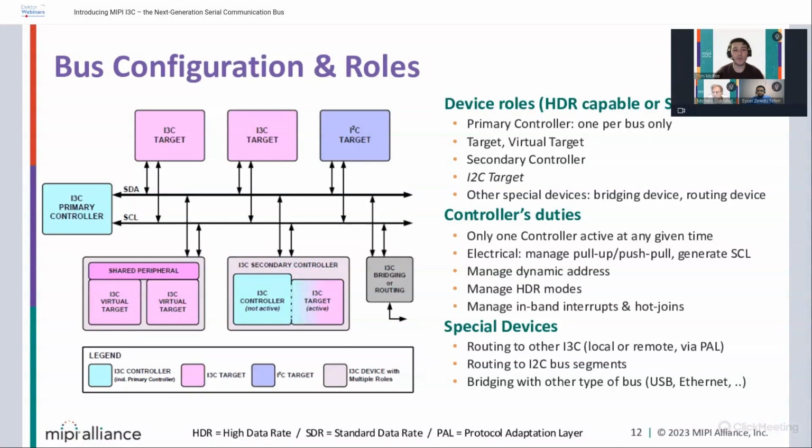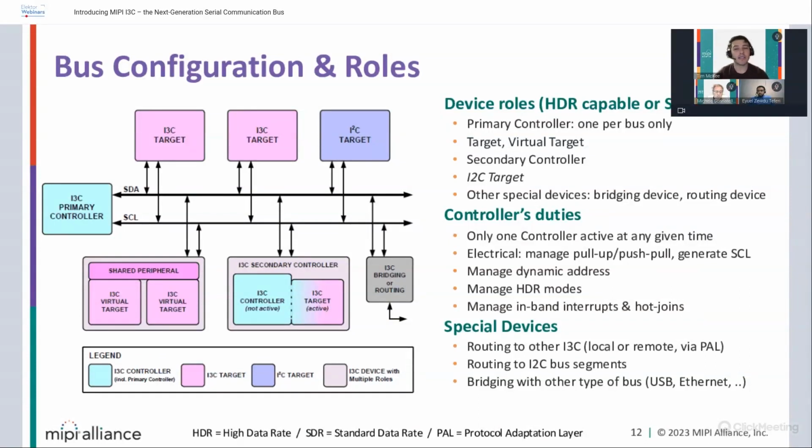So talking about the roles and configurations, I mentioned the primary controller and the target. Those are our main roles within the I3C technology. For a primary controller, there's only one per bus. For targets, there can be many, and within a target, there can actually be virtual targets. So if you have a device that you want to separate into basically different devices, that is built into our spec with our virtual targets. There's also the ability to add a secondary controller.